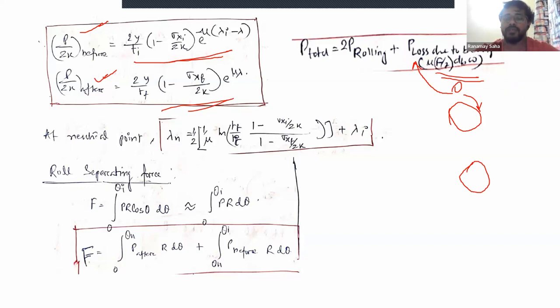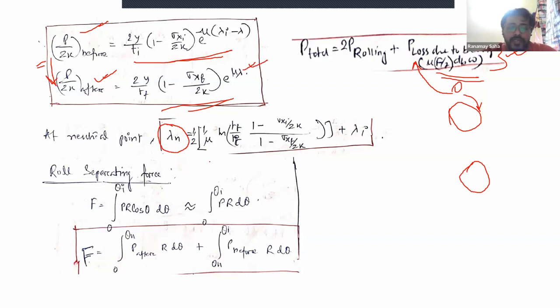angular frequency omega. So I'm not going into the derivation of this particular expression, but if it somehow comes up in exams, then you should know that you have to account for the bearing loss also. Okay. Now, at the neutral point, this thing becomes equal. The force before and after, or pressure before and after, you just equate them to find out this lambda at the neutral point. So this lambda actually gives the location of your neutral point, right?